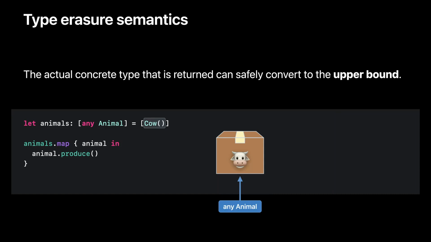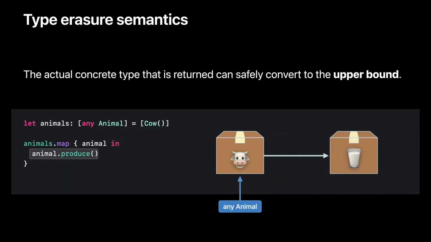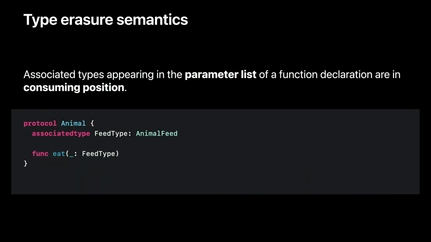Here in this example, we're calling produce on an any animal that holds a cow at runtime. In our case, the produce method on cow returns milk. Milk can be stored inside of an any food, which is the upper bound of the associated commodity type of the animal protocol. This is always safe for all concrete types that conform to the animal protocol.